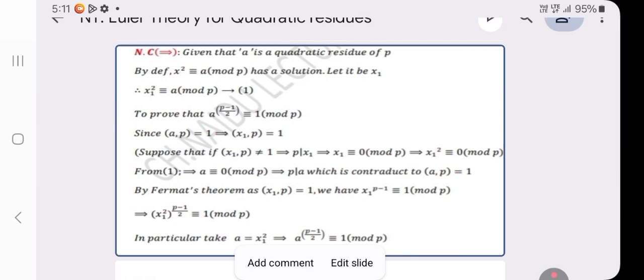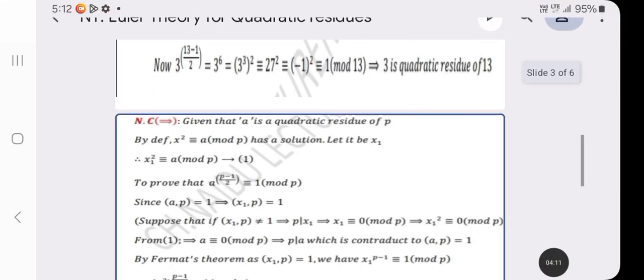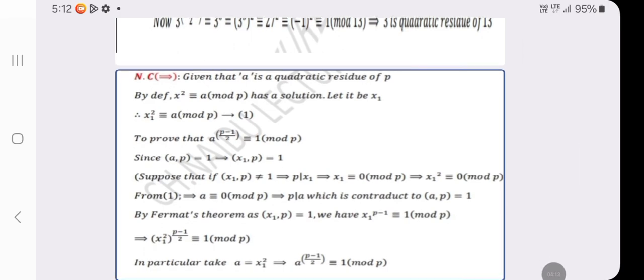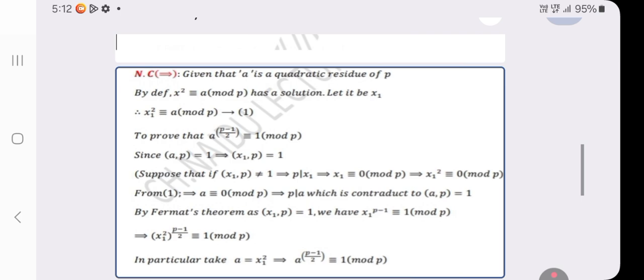By Fermat's theorem, since the GCD of x1 and P is equal to 1, we have x1 to the power of P minus 1 is congruent to 1 mod P by Fermat's theorem. Now multiply and divide the power by 2, we get x1 square whole to the power of P minus 1 by 2 is congruent to 1 mod P. In particular, if you consider A is equal to x1 square, then A to the power of P minus 1 by 2 is congruent to 1 mod P.